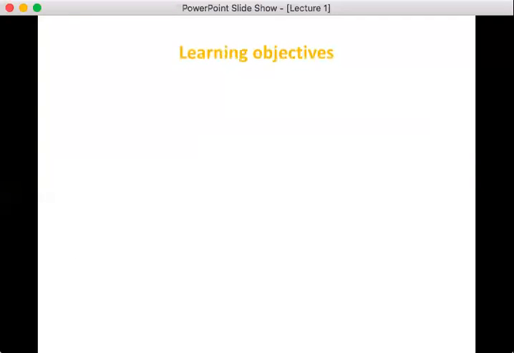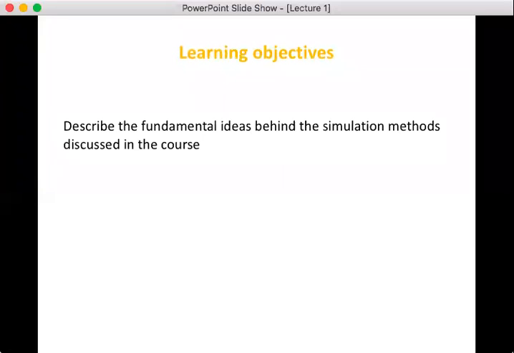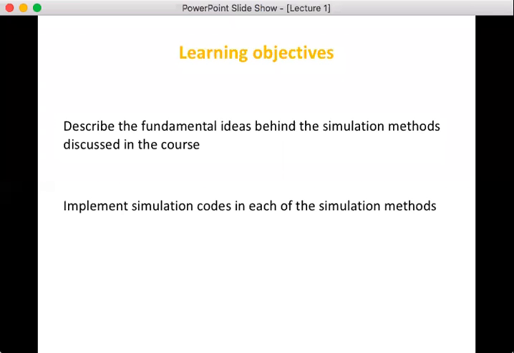So this is reflected in the learning objectives of the course, which are specifically to be able to describe the fundamental ideas behind the numerical methods discussed in the course, to implement a simulation code in each of the simulation methods, and finally to analyze the results of the simulation. Here it's very important that you are able to analyze the results, not just produce them. That's very important.